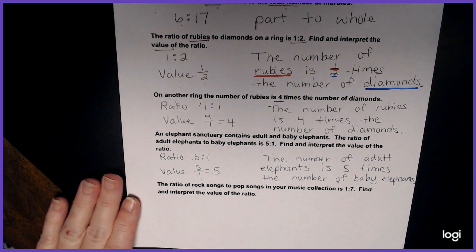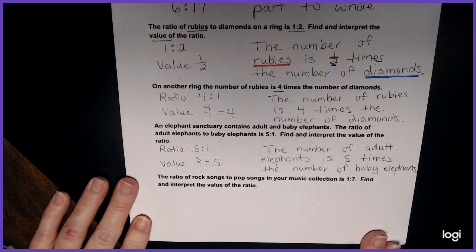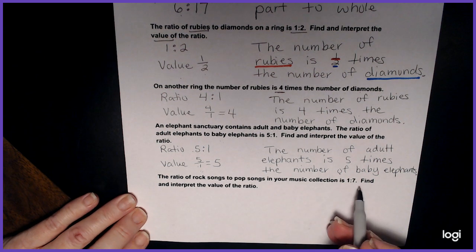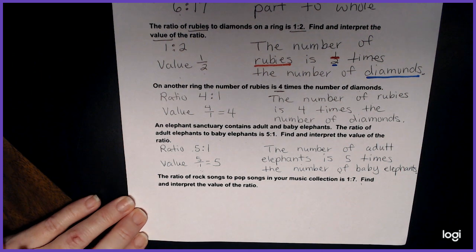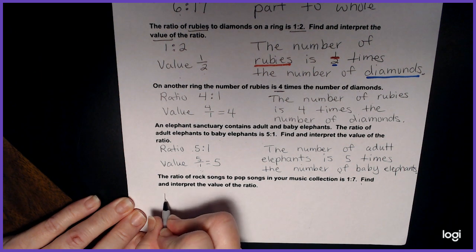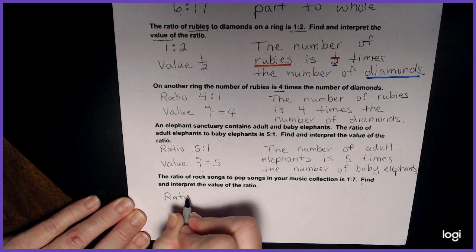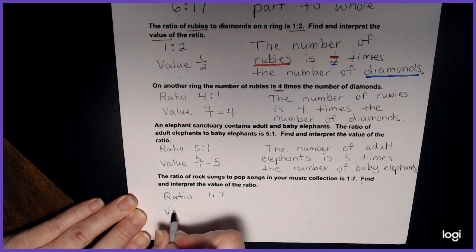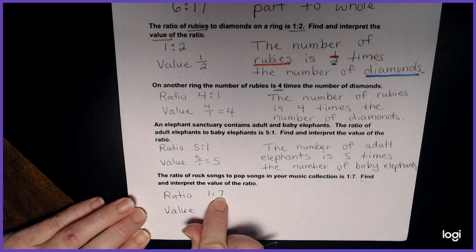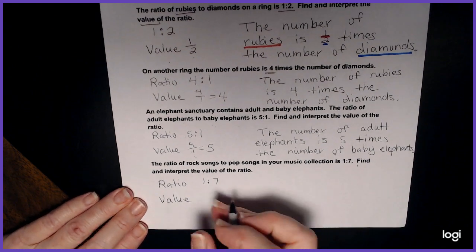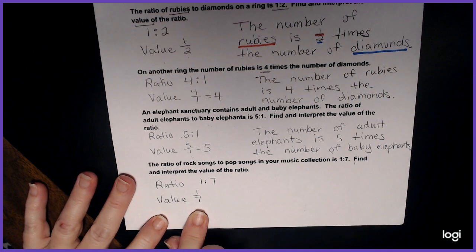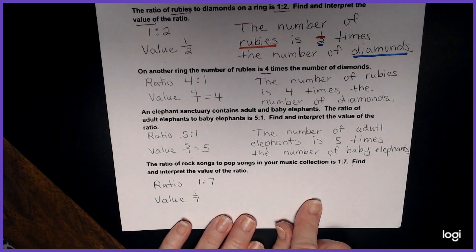And then the last value one, we're going to do one more. It says the ratio of rock songs to pop songs in your music collection is 1 to 7. Find and interpret the value of the ratio. Well, the ratio is very obvious. Put it here for us, which is 1 to 7. We've learned today that the value of a ratio is taking the ratio and turning it into a fraction and simplifying it if needed, but it doesn't look like we need to. And now let's go ahead and interpret this.